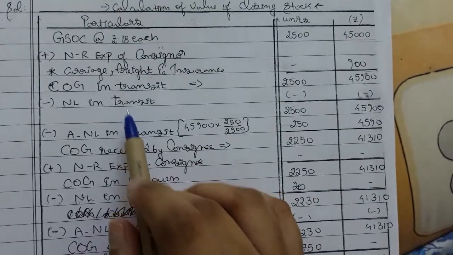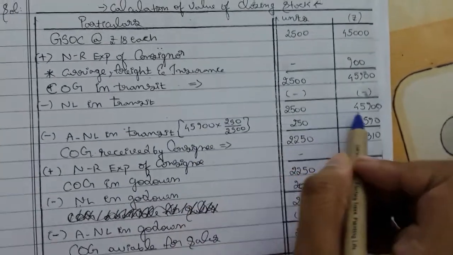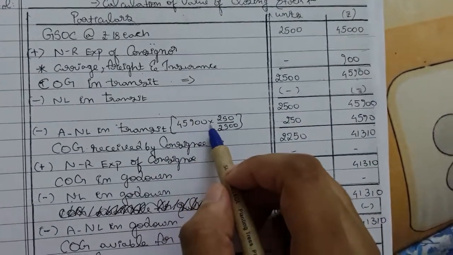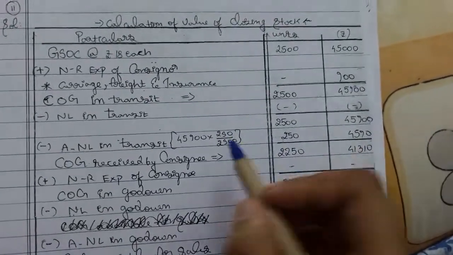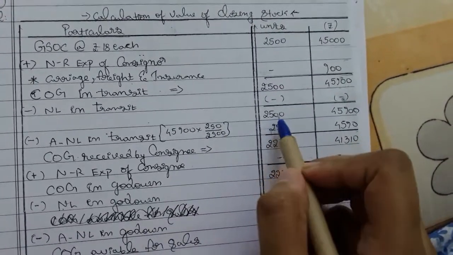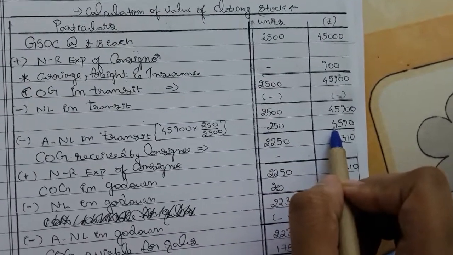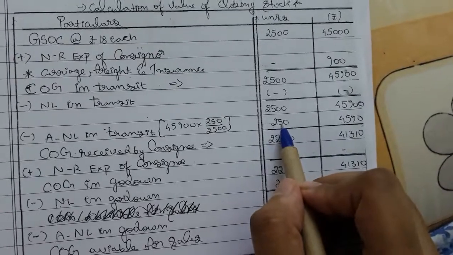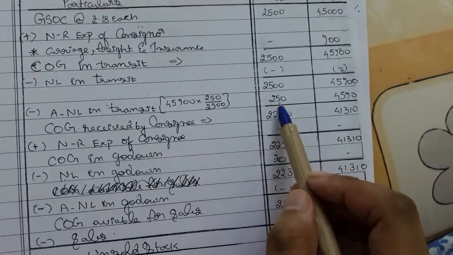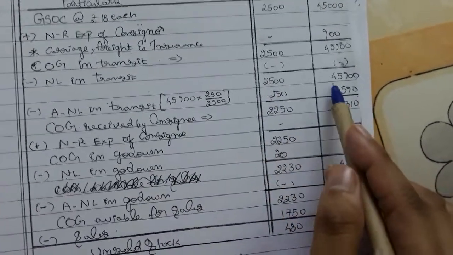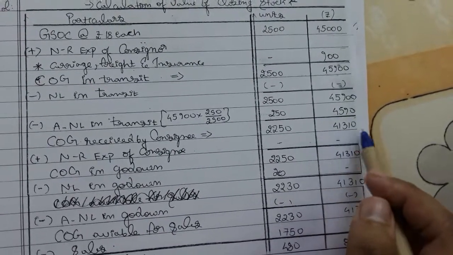So there is no normal loss in the transit, but there is an abnormal loss in the transit. So there is a formula for calculating abnormal loss. That is 45,900 multiplied by 250, that is what is lost in the transit, divided by the goods quantity of oil, 2,500. So the value of abnormal loss, that is 4,590. The loss quantity is 250. So next, coming on to cost of goods received by consignee, 2,500 minus 250, 2,250, and on the amount side 45,900 minus 4,590, that is 41,310.